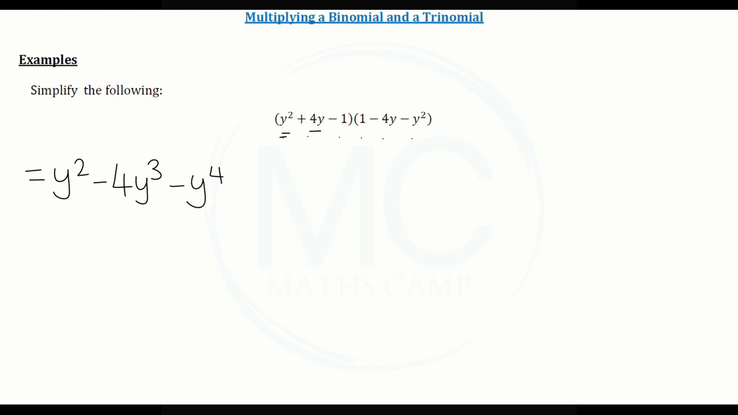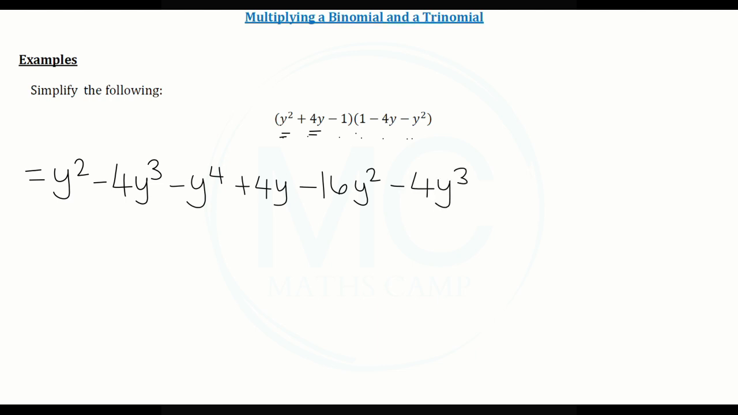Next, we need to take this 4y over here and multiply it by the three terms. So we say 4y multiplied by 1, and we get positive 4y. 4y multiplied by negative 4y gives us negative 16y squared. And then we multiply 4y by negative y squared, and we get negative 4y cubed.